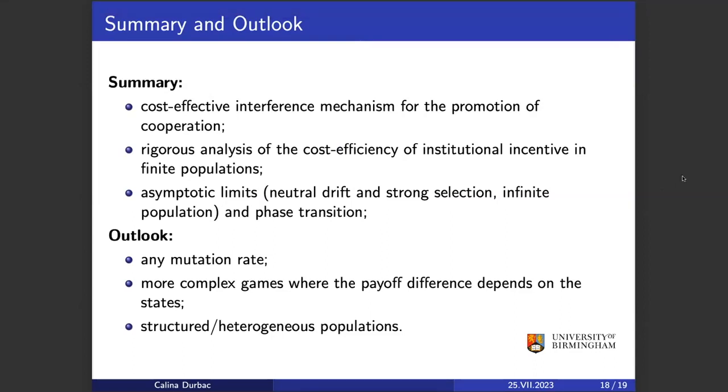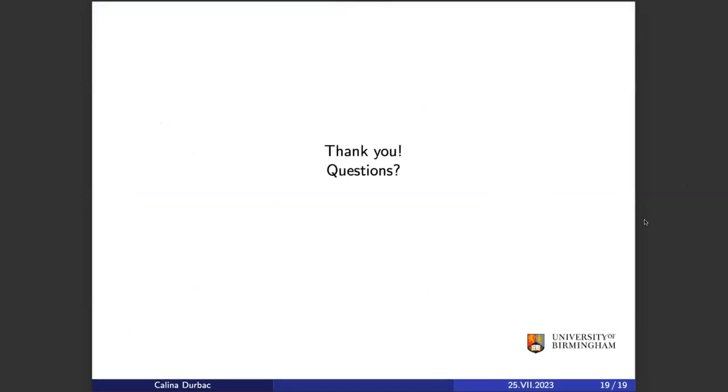In the future, we would like to see what happens for any mutation rate, since we only assumed a small mutation rate. We would like to see what happens in more complex games where the payoff difference depends on the state of the Markov chain, as in this one, it didn't depend on that. Spoiler alert, the analysis might become intractable, but we will see. And finally, we would like to see what happens in structured populations. So perhaps our players would interact on a graph as opposed to everyone interacting with everyone, as that's not very realistic.